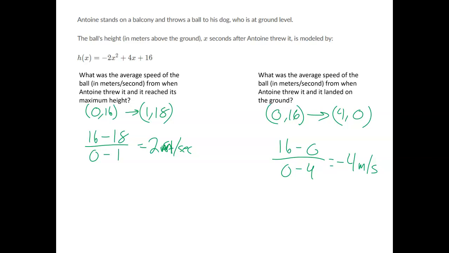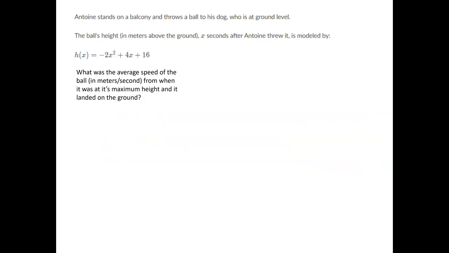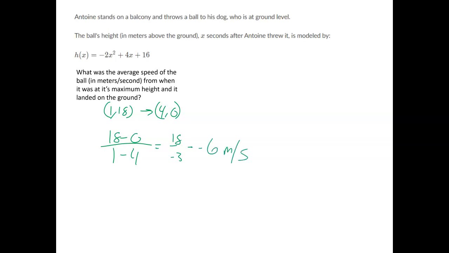And then the last one is just going to be that vertex from the maximum height to the ground. So 1, 18 to 4, 0 over 1 minus 4. So that gives us 18 over negative 3, so negative 6 meters per second. Hey, we did it. We got all the way through.